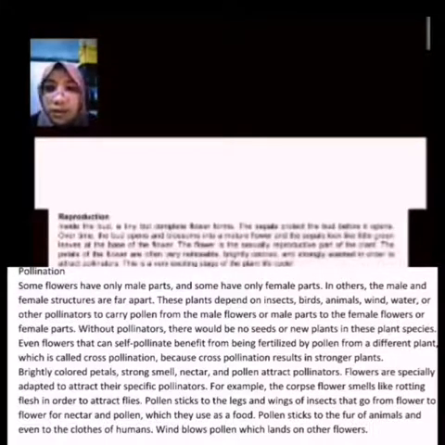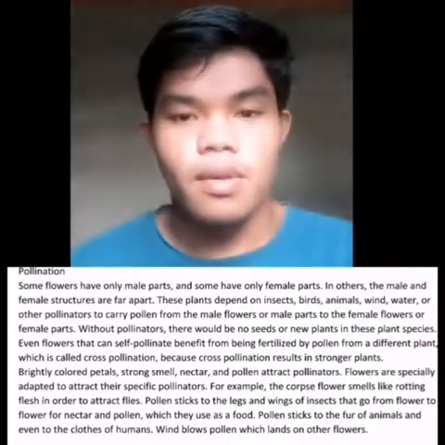Last is reproduction. Inside the bud, a tiny complete flower forms. The sepals protect the bud before it opens. Over time, the bud often blossoms into a mature flower, and the sepals look like little green leaves at the base of the flower. The flower is the sexually reproductive part of the plant. The petals attract pollinators.